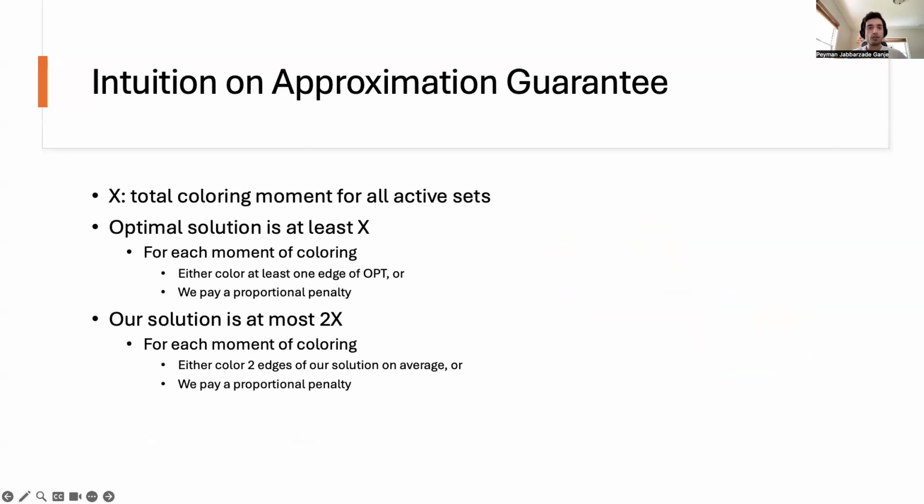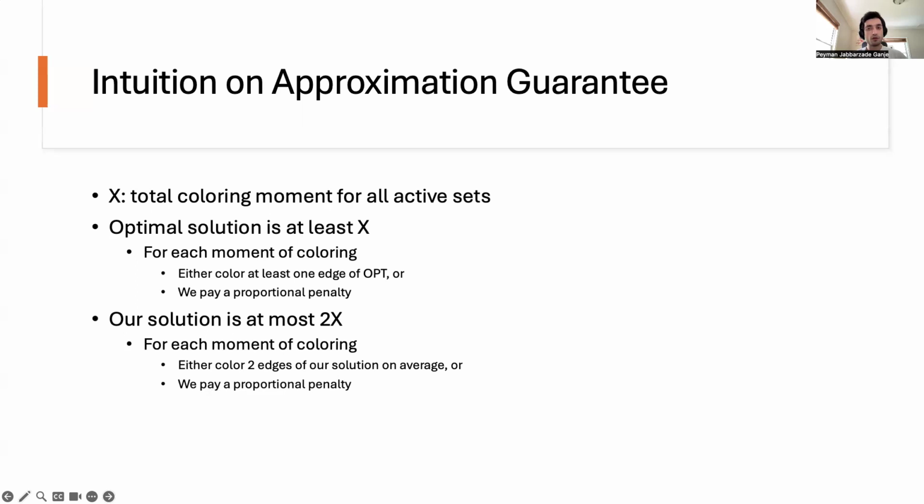So I want to give an intuition why this algorithm gives a two-approximate solution. Let's assume that X is the total time that we use a color, we color with these active sets. Each time that we use this color, for the optimal solution, if we use a color of some vertex V that is connected to the root, then this vertex is coloring at least one edge of the optimal solution. And if vertex V is not connected to the root, then proportional to the amount we used its color, we pay in penalty in the optimal solution.